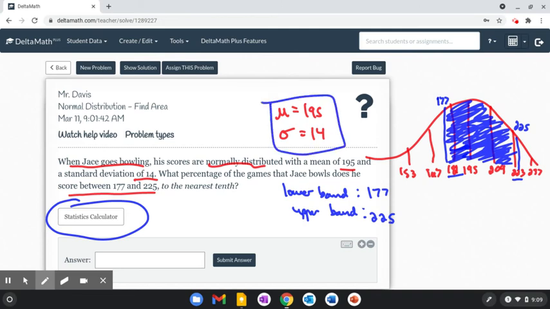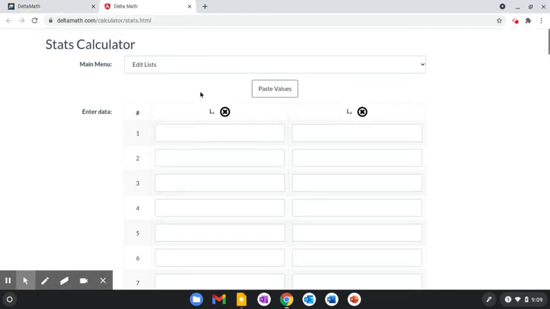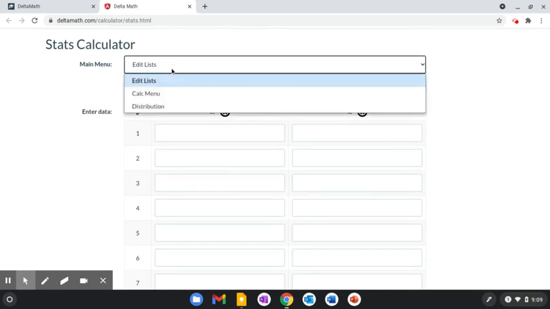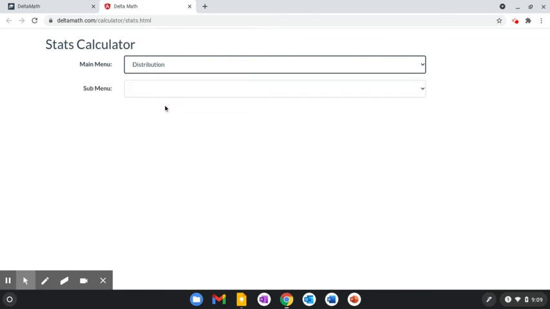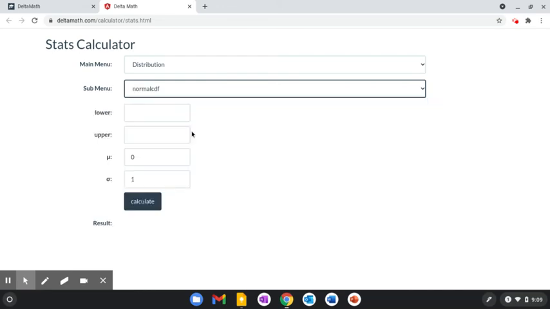and our standard deviation. So what we're going to do on this calculator on Delta Math is you're just going to click on Statistics Calculator, and it'll pop up in a new tab. And then on this main menu, you're going to click the drop-down box and go down to Distribution, because we are talking about a distribution here, normal distribution. And then we're going to click on the sub-menu, and we're going to be doing normal CDF, normal CDF.